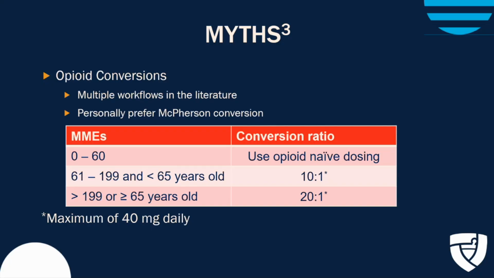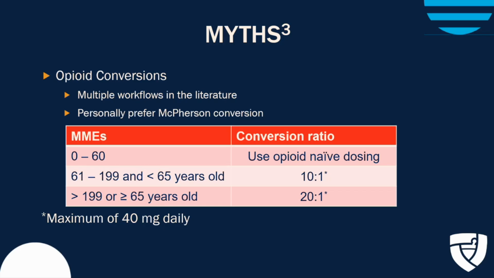Another myth that's out there is with opioid conversions. There are lots of ways to convert current patients who are on other mu-opioid agonists to methadone. And the literature shows multiple workflows with various charts showing various conversion ratios for methadone going as high as 1,000 to 1. However, I personally prefer a more condensed, simpler conversion method, as mentioned in the McPherson reference that I have in my references.